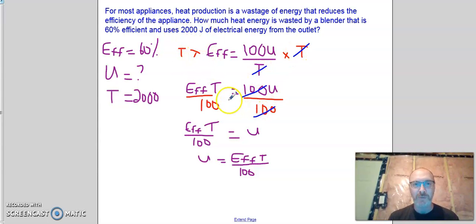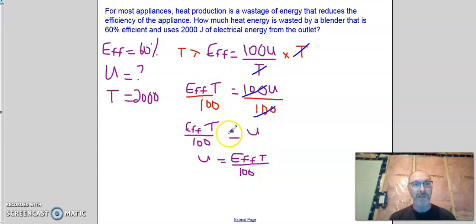These two cancel, and so we're left with efficiency times T and 100U. Then we have to get rid of this 100 here. Again, we're multiplying 100 by U. To get rid of it, we do the opposite operation, so we divide by 100. And again, what we do on one side, we do on the other. So if I divide by 100 here, I divide by 100 over there. The hundreds will cancel there, and I'm left with efficiency times T over 100, which we have written right here, which is U. And of course, all we have to do is flip that over to make it easier to write from left to right. So U equals the efficiency times T over 100.